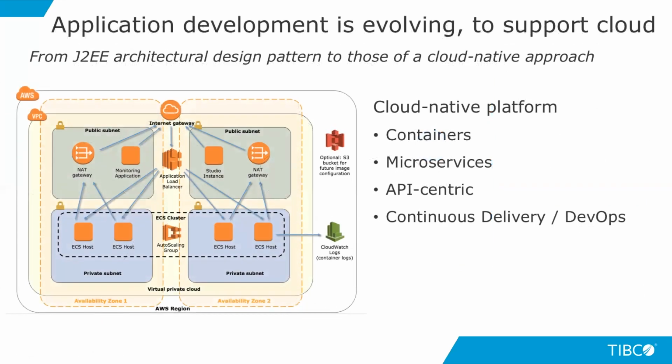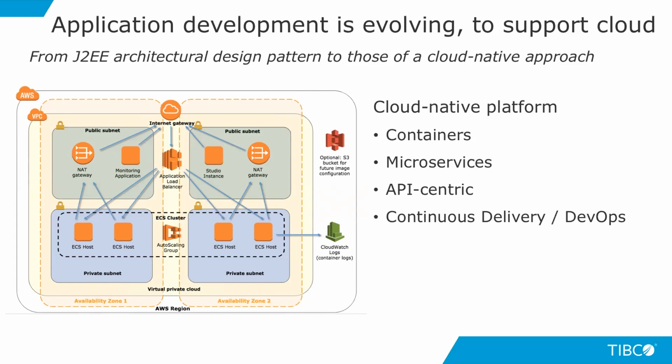So the way applications are developed is evolving. In order to support a cloud environment, there are new approaches taken for application development. Cloud-native applications leverage containers. They're typically building smaller, fine-grained services or microservices. APIs are a core of how these applications are communicating with one another.